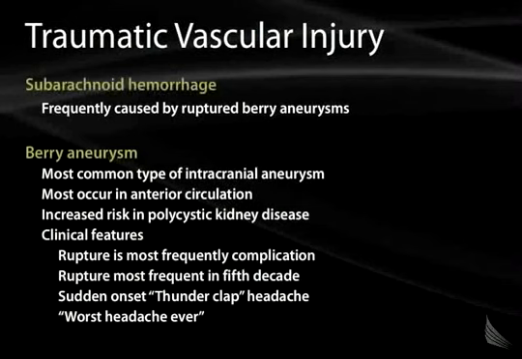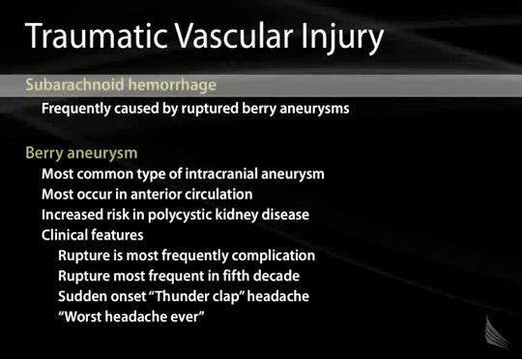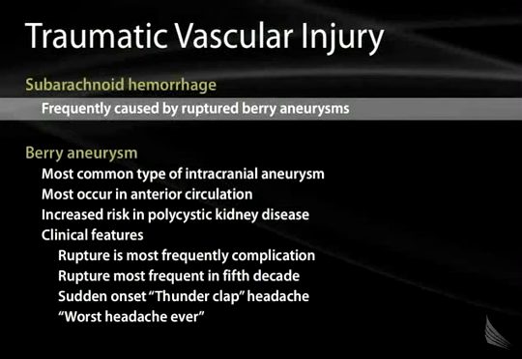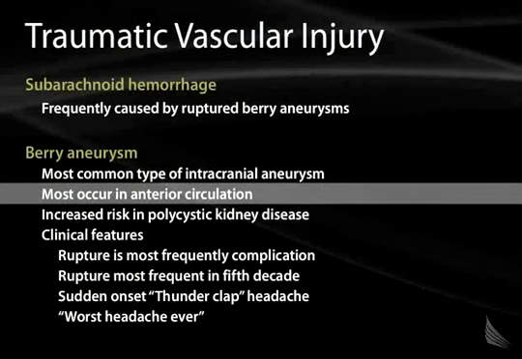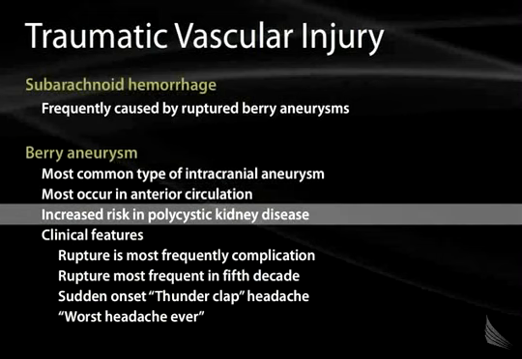Another form of traumatic vascular injury includes subarachnoid hemorrhage. This is frequently caused by rupture of a berry aneurysm. Berry aneurysm is the most common type of intracranial aneurysm, and it most often occurs in the anterior circulation. We often see berry aneurysm in patients with polycystic kidney disease. We're not sure why, but they seem to share the same genetic mechanism.